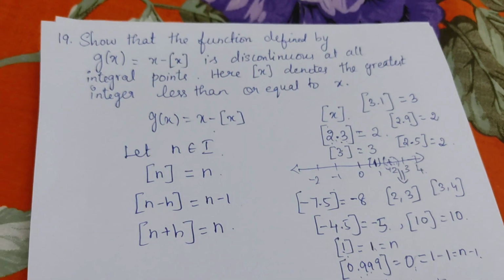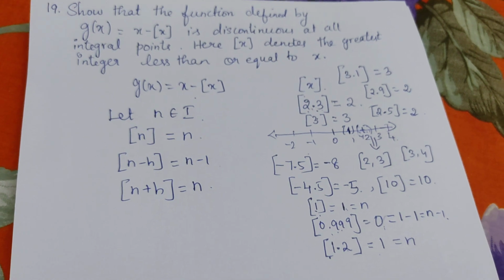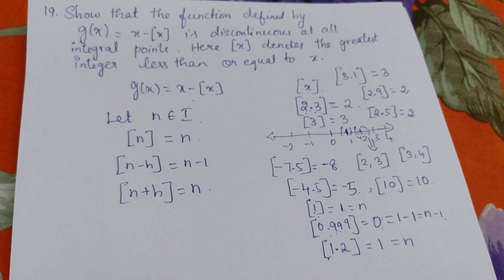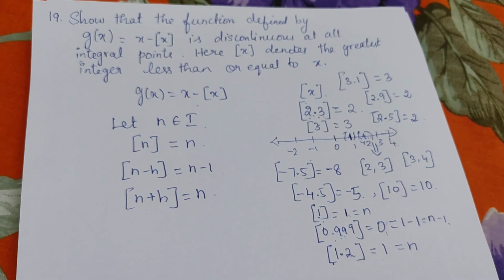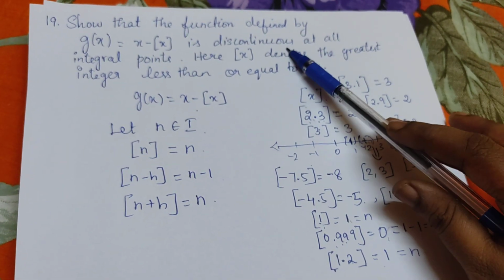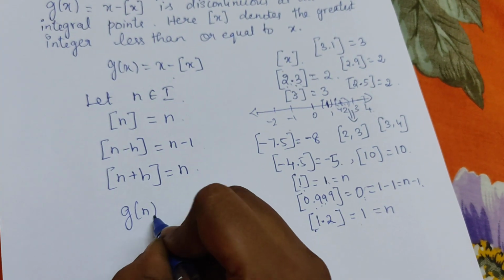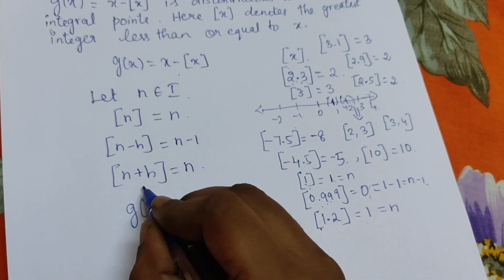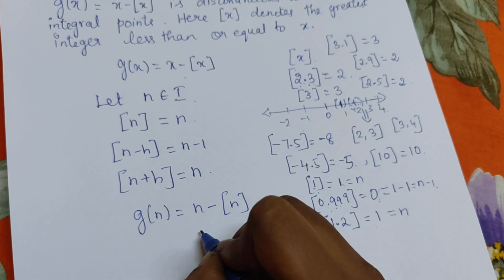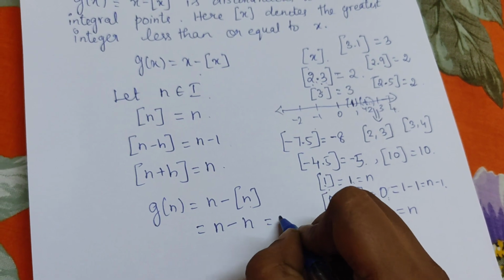Now we will show the function is discontinuous at integral points. We have chosen n, which is an integer, so we are proving this for any integral point. So let n be any integer from the real line, and we will prove the function is discontinuous at all integral points. Now the functional value at n will be, considering n as an integer, n minus box n. According to the definition, as it is an integer, its value will be n, so I will get 0.